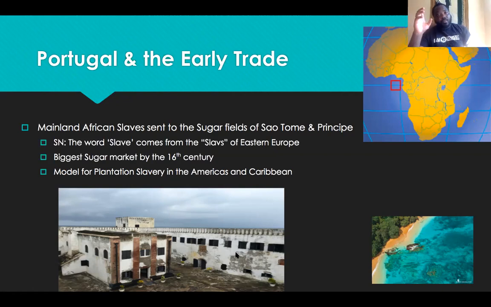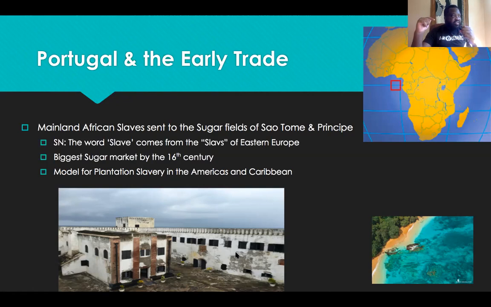So why is this important? So they start farming sugar in Sao Tome and Principe, and by the 16th century, which is the 1500s, remember I said this starts in 1480, by the 1500s, it is the biggest sugar market in the world. The biggest sugar market in the world.